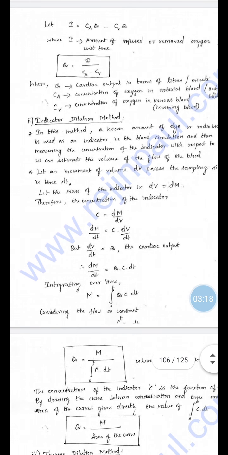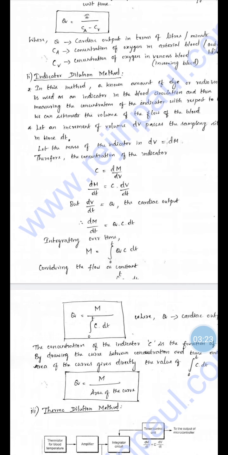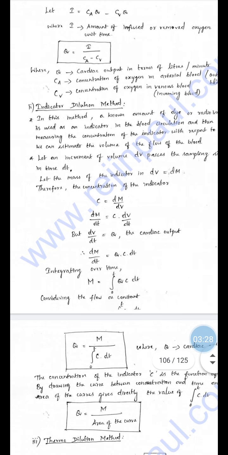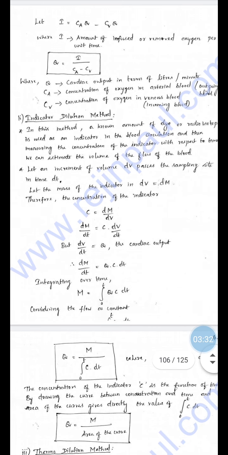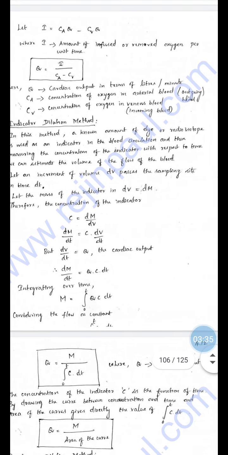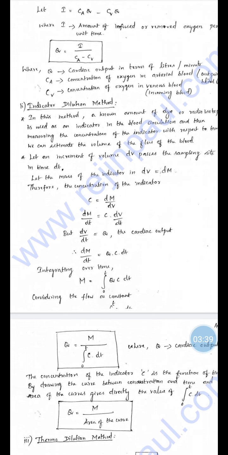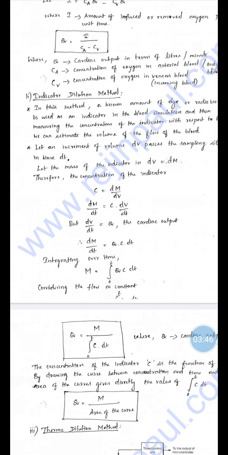Another method is the indicator dilution method. In the indicator dilution method, a known amount of dye or radioisotope is used as an indicator in the blood circulation, and by measuring the concentration of the indicator with respect to time, we can estimate the volume of blood flow. Let an increment of volume dV pass the sampling site in time dt. Let the mass of the indicator in dV be equal to dm.